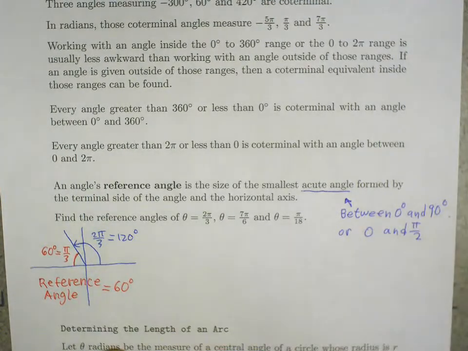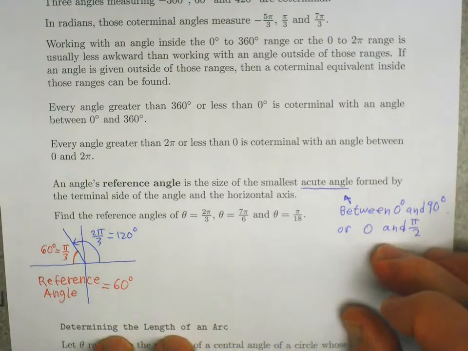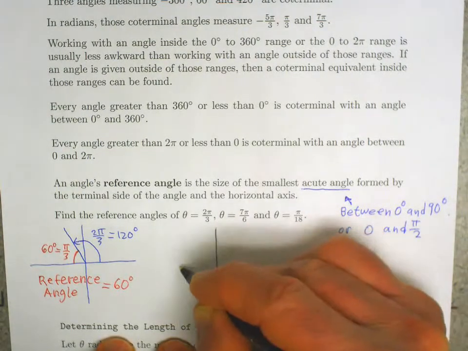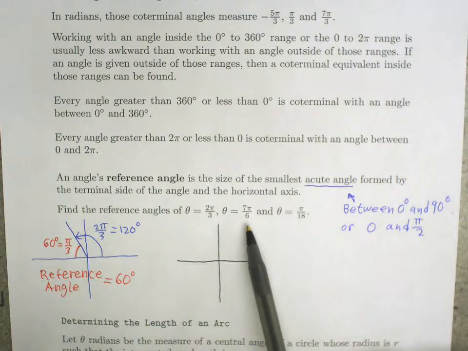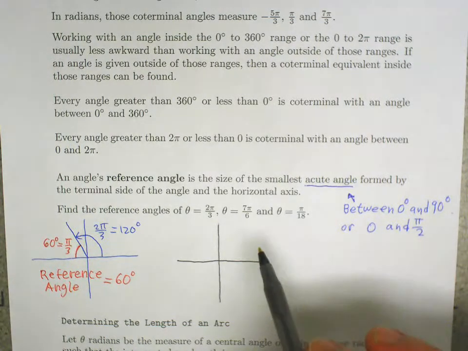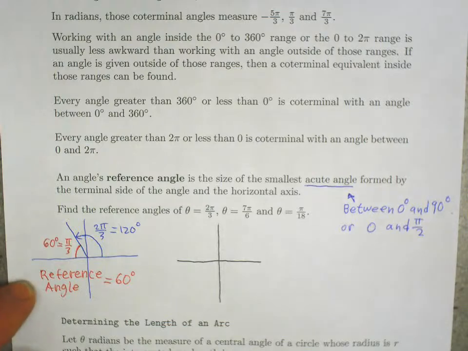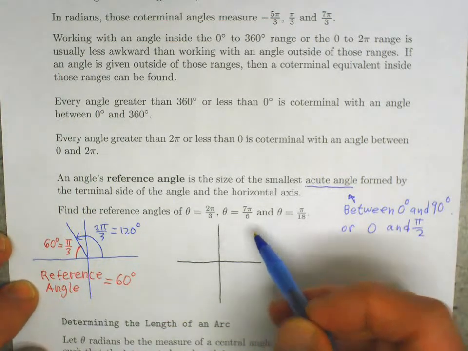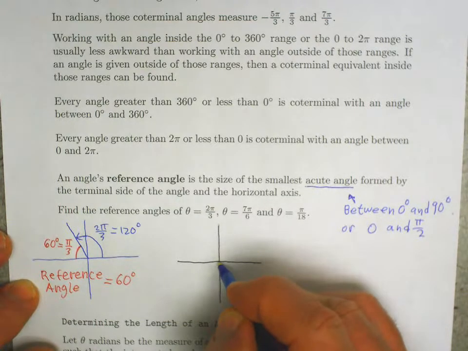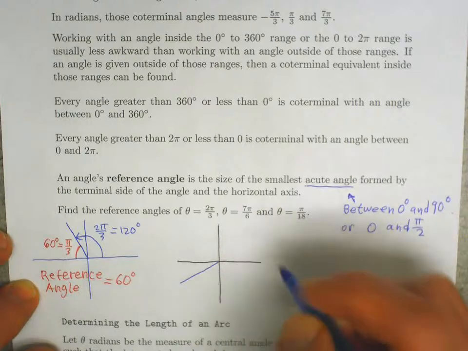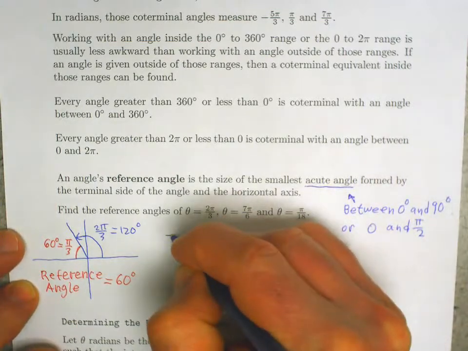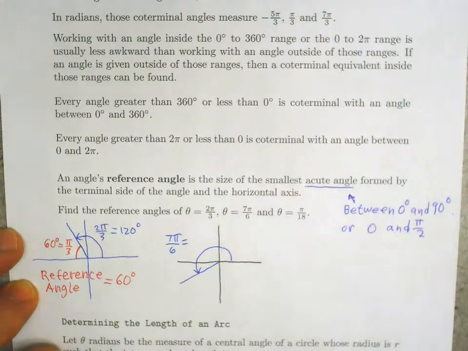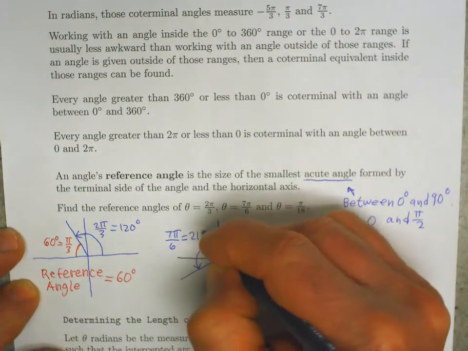Okay, the next angle, theta equals 7 pi over 6. So let's draw a picture of that. It's positive, so we move counterclockwise. Notice that 7 pi over 6 is bigger than pi. You can think of pi as 6 pi over 6, and this is 7 pi over 6, so it's pi over 6 radians more than pi radians. So it's in the third quadrant. So this is 7 pi over 6 radians, and in degree measure, that's equal to 210 degrees.